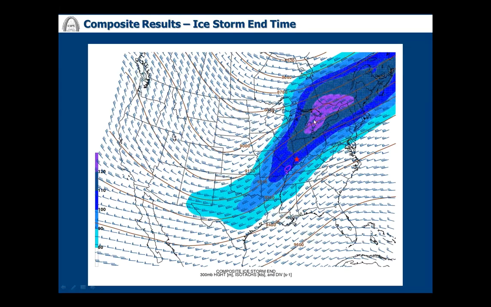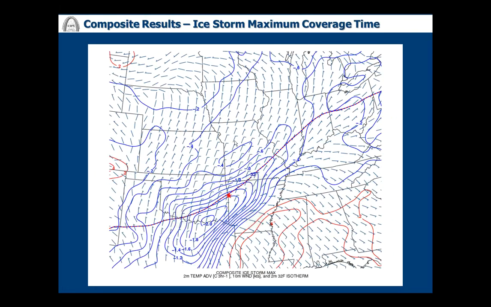And by the end time, the upper-level jet speeds have increased again, and the right entrance region is now moving off east of the domain there as the main trough kicks out again, as seen in the 500 heights there.